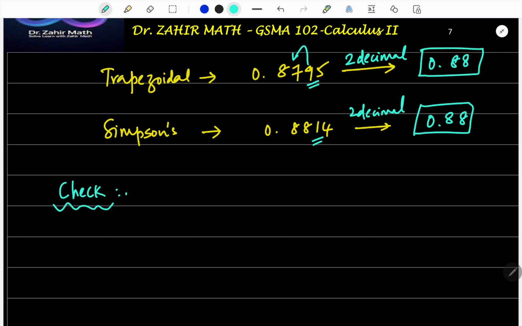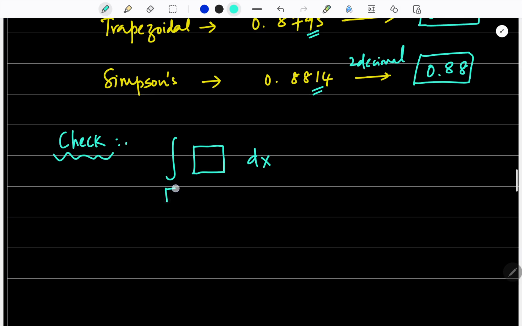Please check your answers using the calculator. Take your calculator and press the integral mode. When you press the integral mode, this will open and this will be dx. This also will open. Type here 1 divided by square root of 1 plus x square. X comes under alpha. Here it is 0 and here it is 1.